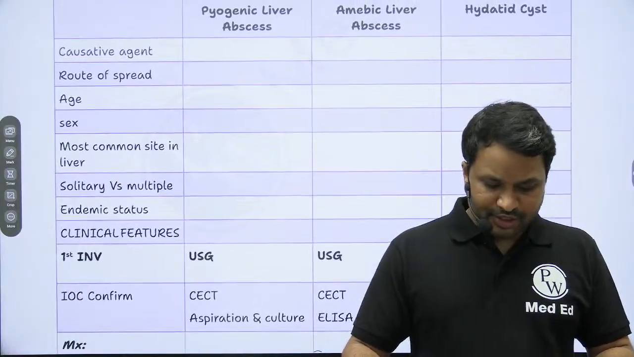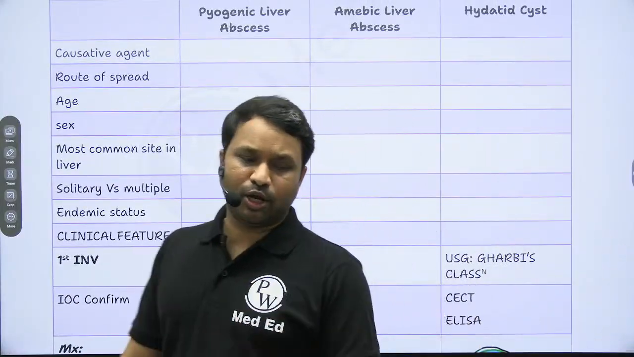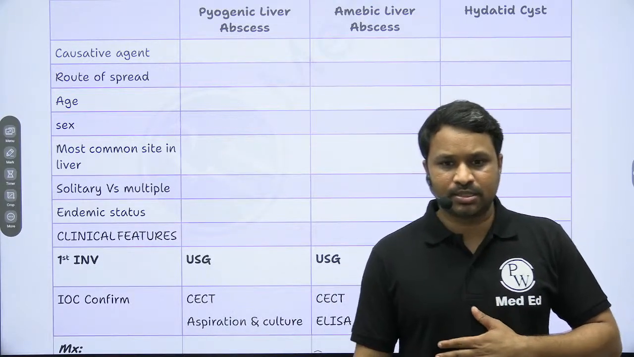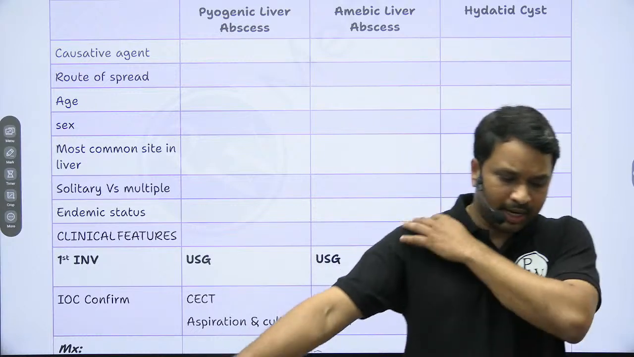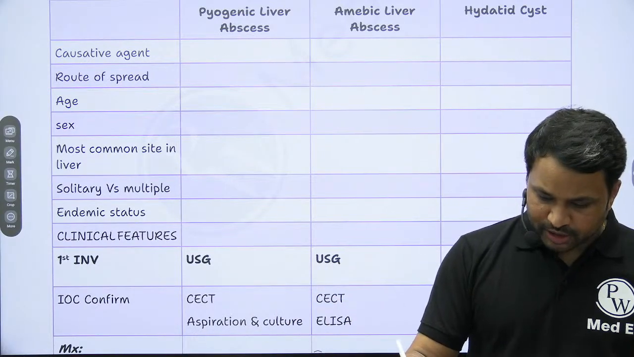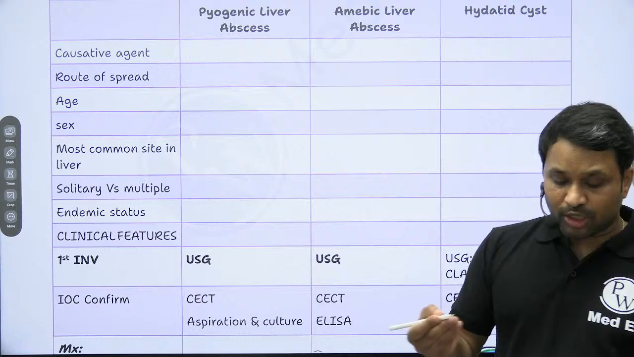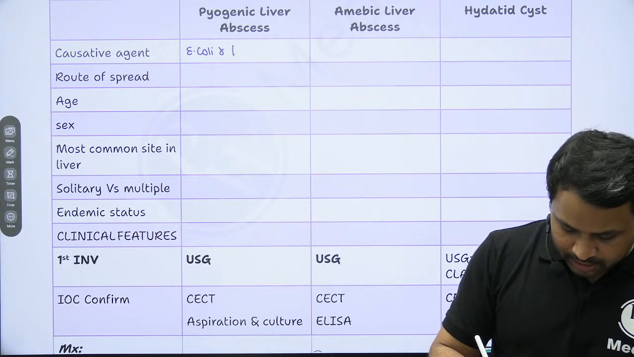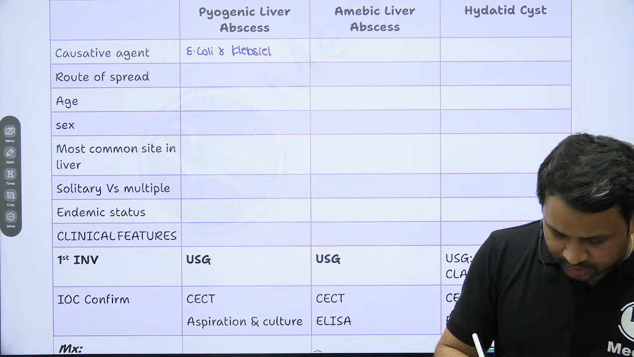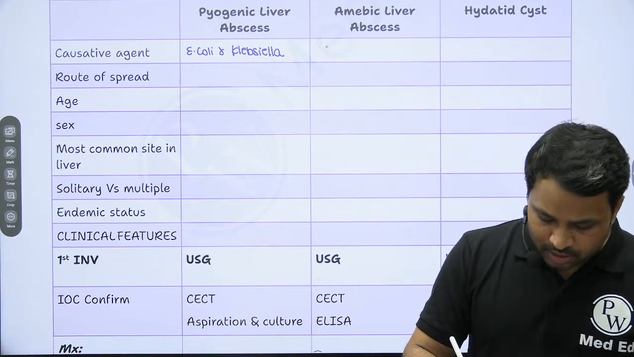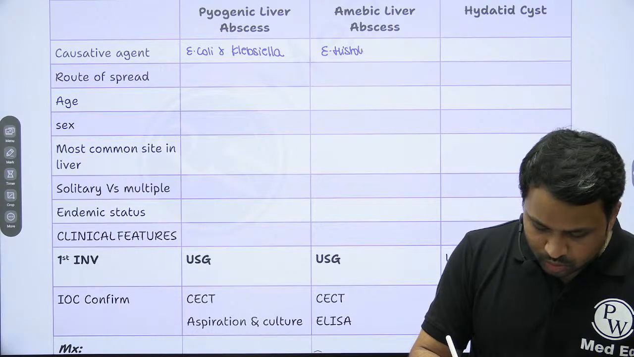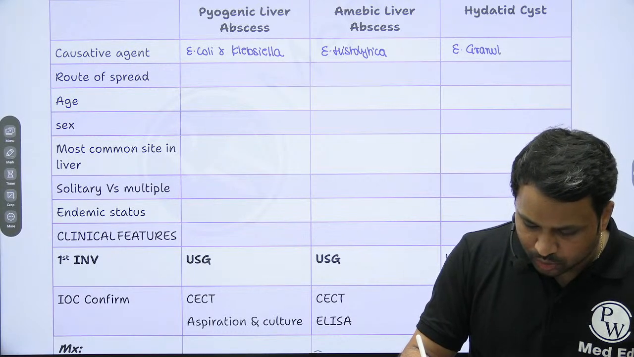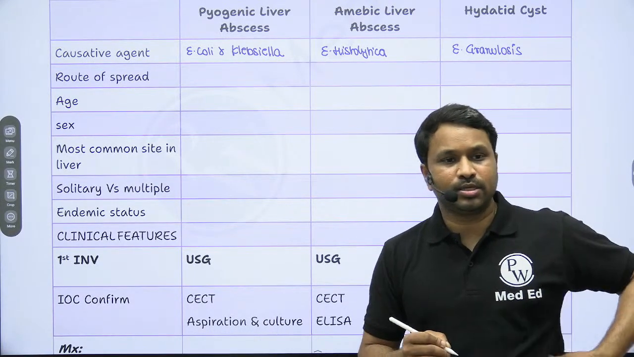So we'll talk about the infections in the liver. Again, a quick recap. Three common infections that you'll be talking about in the liver: pyogenic liver abscess, amoebic liver abscess, as well as hydatid cyst. When you talk about the causative agent, pyogenic liver abscess is caused by bacteria, and the most common are E. coli and Klebsiella. Amoebic liver abscess is caused by Entamoeba histolytica. Hydatid cyst is caused by Echinococcus granulosus.